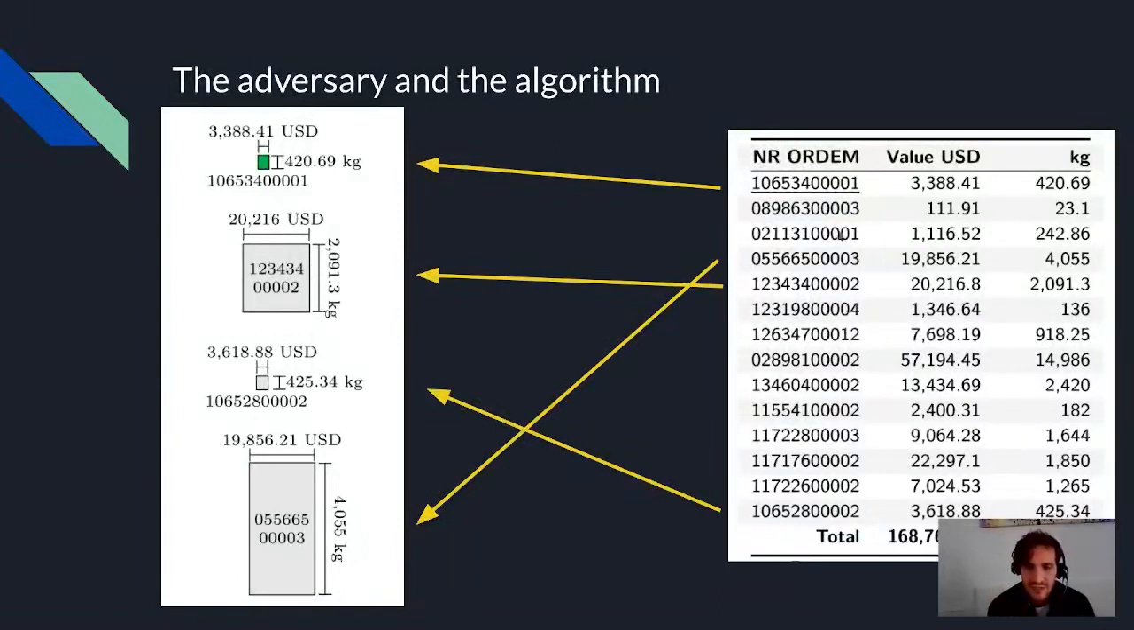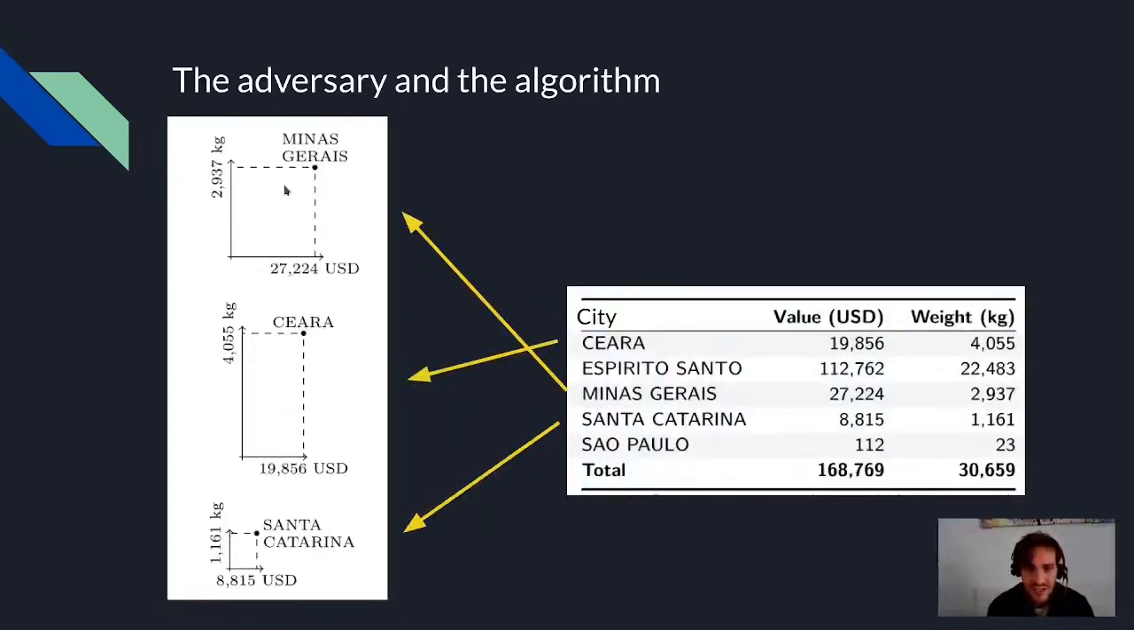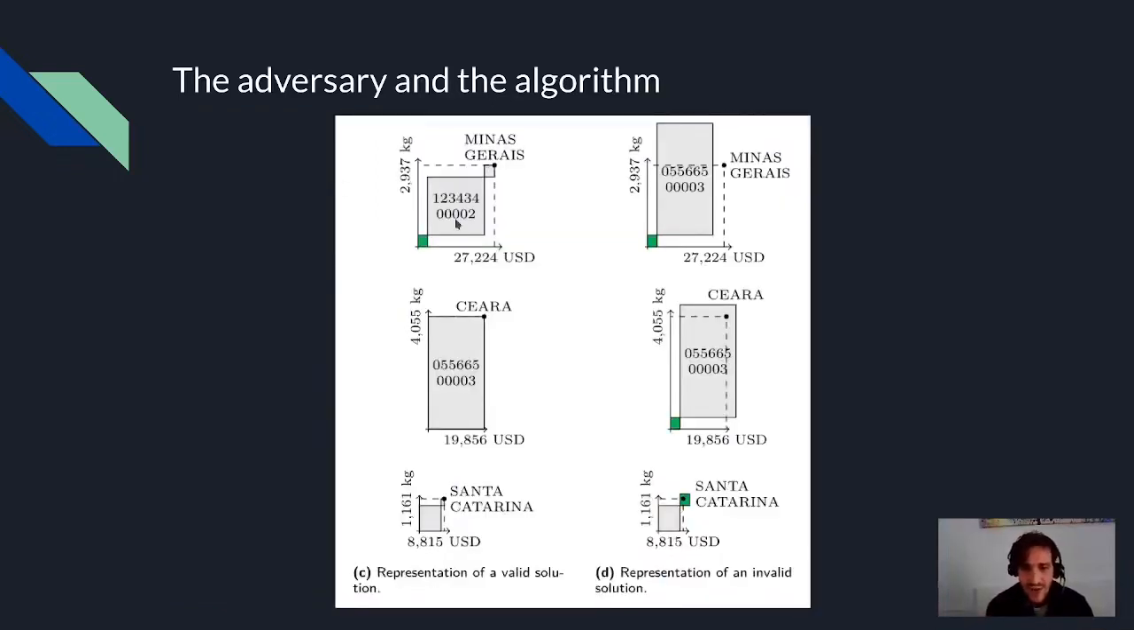I represent the transactions as rectangles. Their width is proportional to their value, and their height is proportional to their weight. The totals seen in the summary are points in the Cartesian plane. The dashed lines are boundaries that signal, when overflown, that the solution is invalid. The idea is to stack the rectangles by the border without overflowing the city's totals. As can be seen here, in a valid solution, all rectangles are stacked inside the region delimited by the dashed lines.